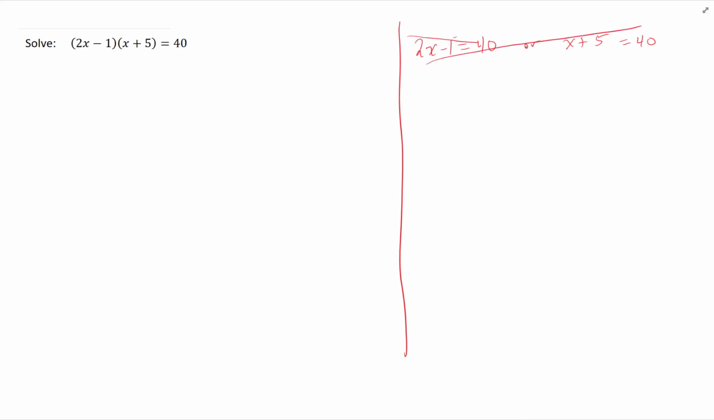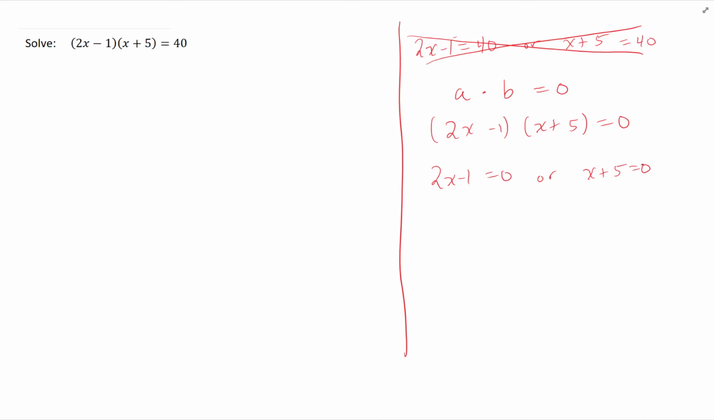We cannot do that. We can only do something like that if we have a times b is equal to 0. So if we had (2x - 1)(x + 5) = 0, then we could say, well, then 2x - 1 = 0, or x + 5 = 0. We don't have that. We have a product equal to 40.